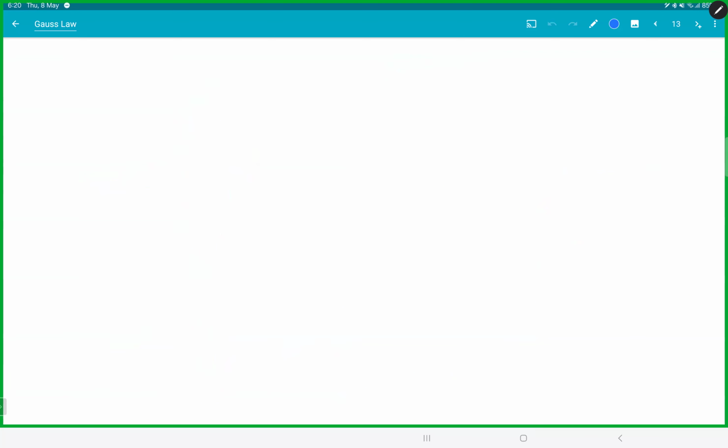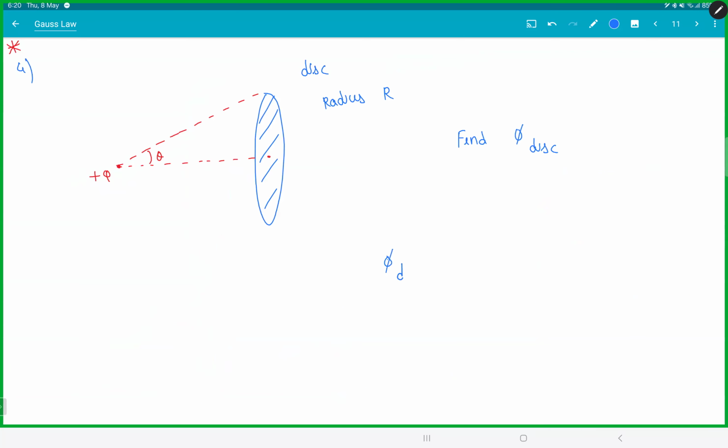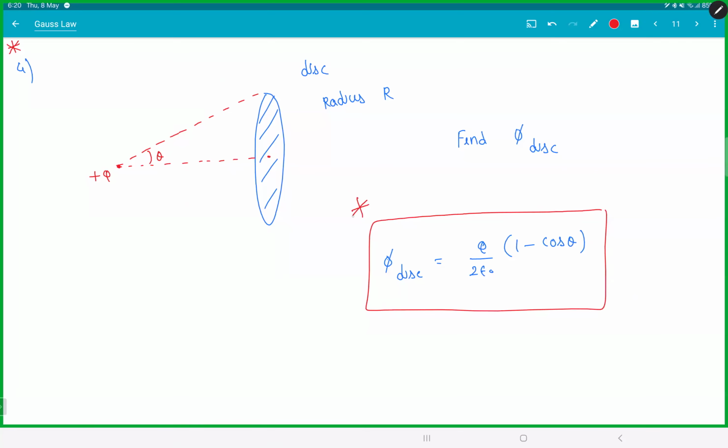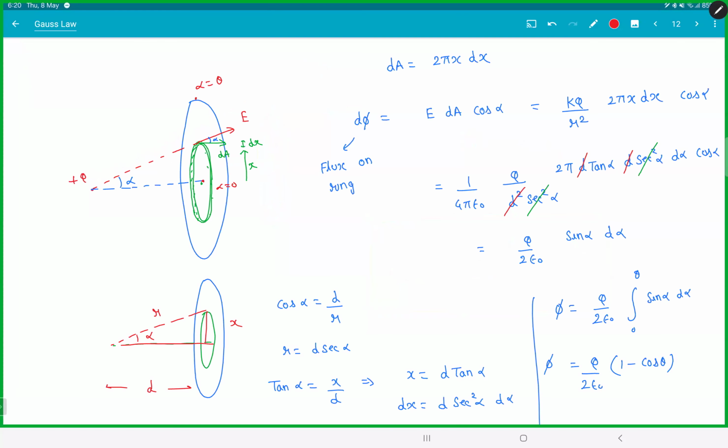Pretty good result. You should definitely mark this up. So flux through the disk is given by Q by 2 epsilon 1 minus cos theta. As long as the theta is same, it doesn't matter how big the disk is. Have a look at the integration. You could have eliminated alpha, brought everything in terms of x and integrated. The story will be the same.